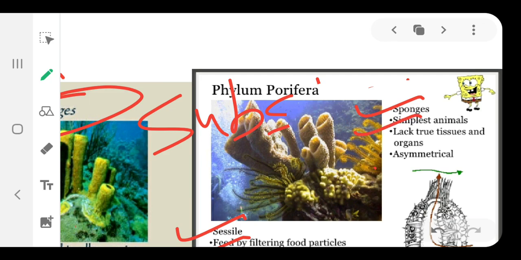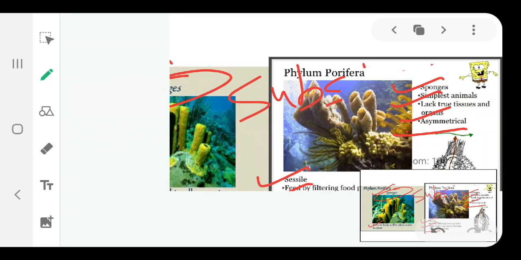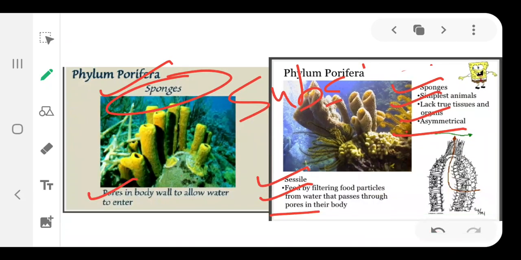They are the simplest of all animals. They won't have tissues, or true tissues, you can say. And as I have told you, they are asymmetrical. So please pause the tutorial video and write down all these points for each phylum, because that will help you to maintain or write a note on them.